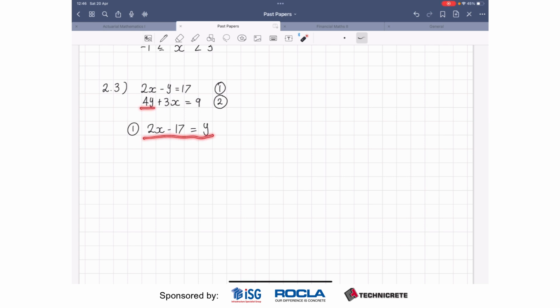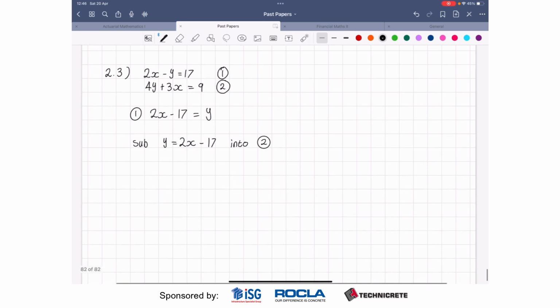I'm going to substitute this into equation 2. So everywhere in equation 2 that I see y, I'm not going to write y, I'm going to write 2x minus 17. So I am subbing y equals 2x minus 17 into equation 2. And I get 2x minus 17, and everything else stays the same. Then I'm going to distribute the 4, so 4 times 2x is 8x, and 4 times minus 17 is minus 68, and everything else stays the same.